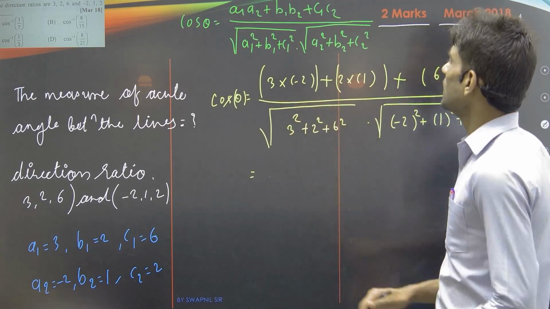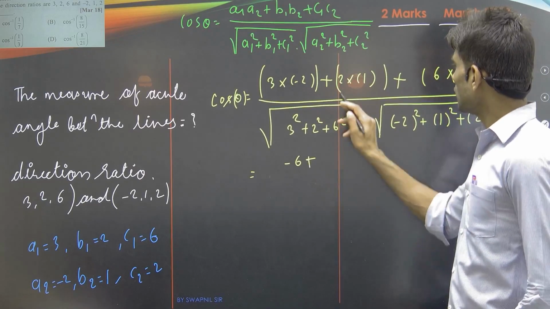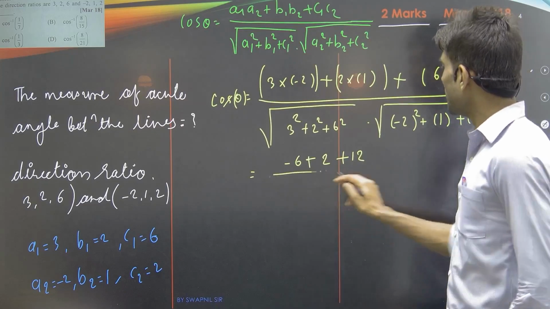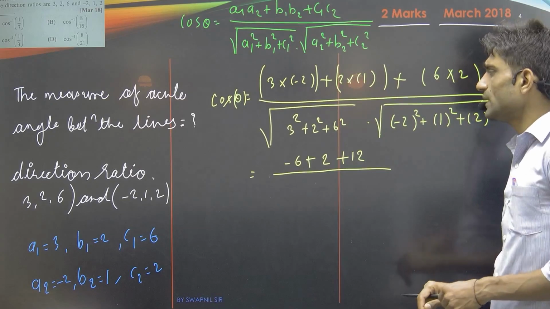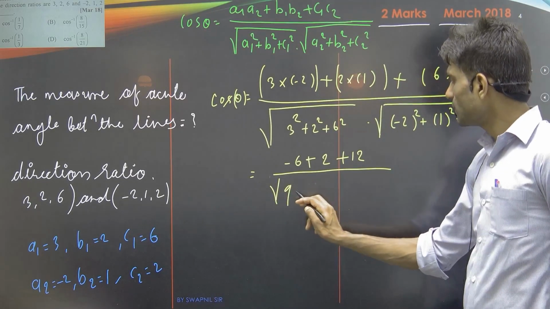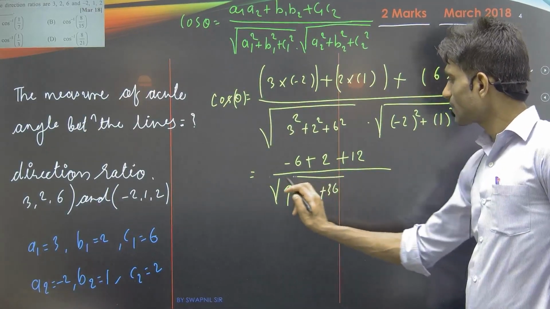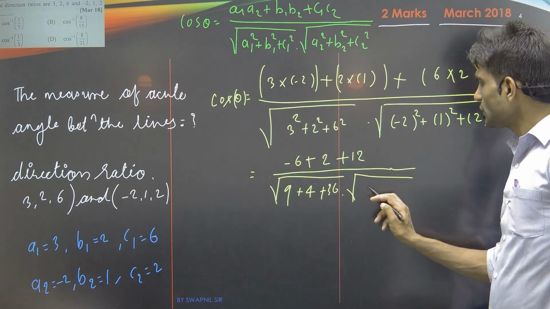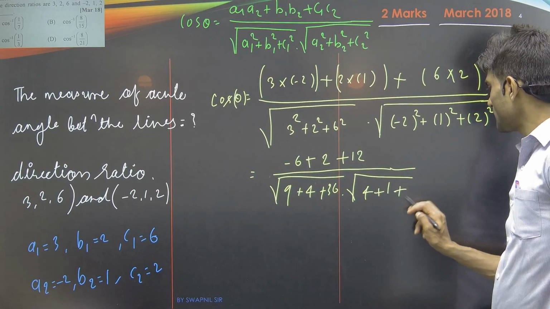So 3 2s are 6 and the negative sign is there, so negative of 6, plus 2 1s are 2, so 6 2s are again 12, completely divided by 3 square, which is 9, plus 2 square 4, 6 square 36. Okay, let's go to the two different steps. 3 square 9 plus 2 square 4 plus 6 square 36, again multiplied by the second square root, negative of 2 square which is 4, 1 square which gives us 1, and 2 square which gives us 4.